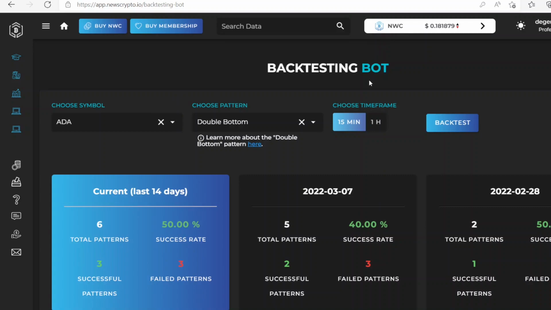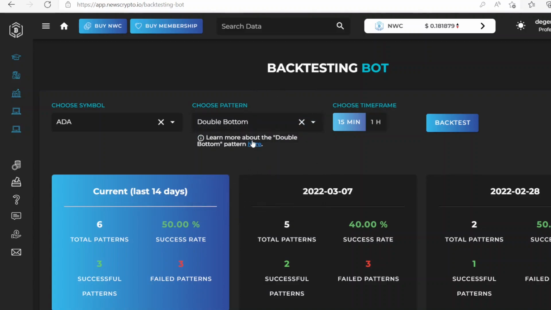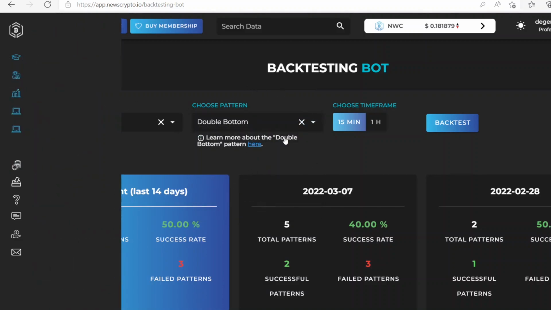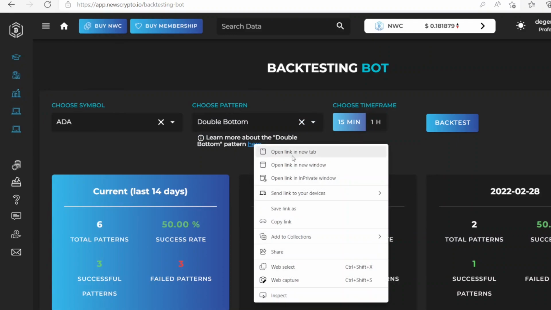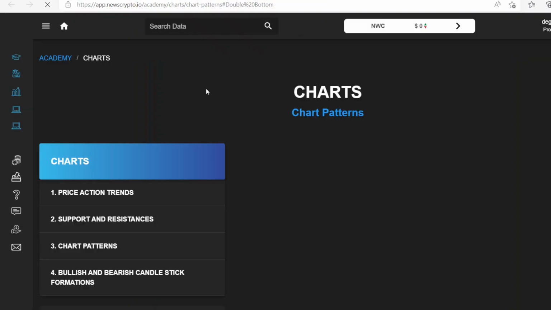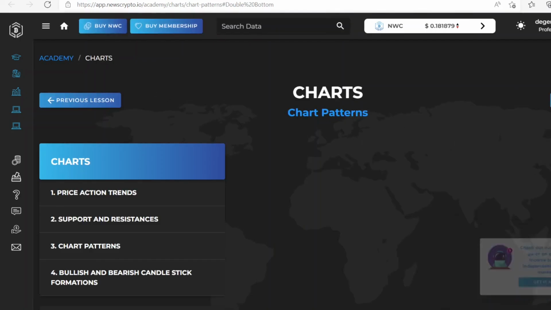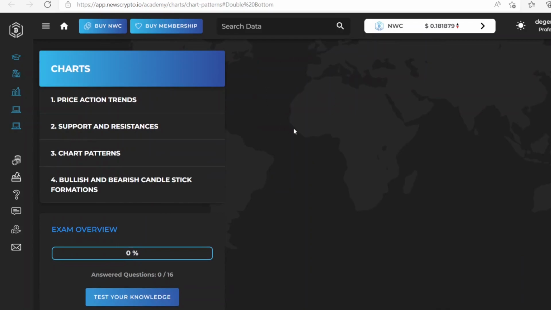So if you're a beginner, and you've understood that once you have a trading strategy it's important to backtest it, but you don't understand what all these things mean, like you don't even understand what all these chart patterns mean, if you go into the Academy, or you can just click here, then in the Academy and chart section, you can learn all about it.